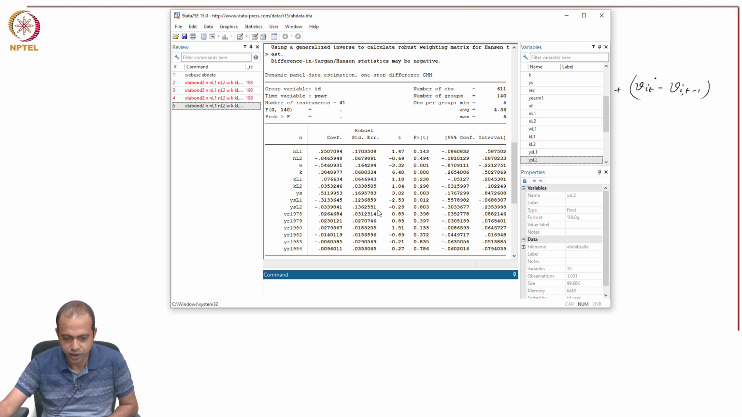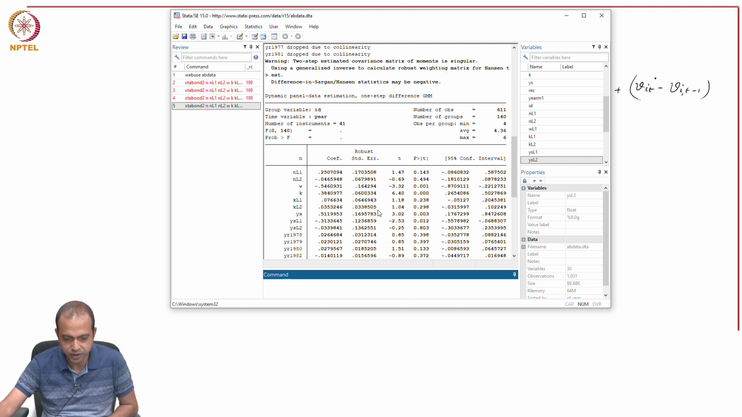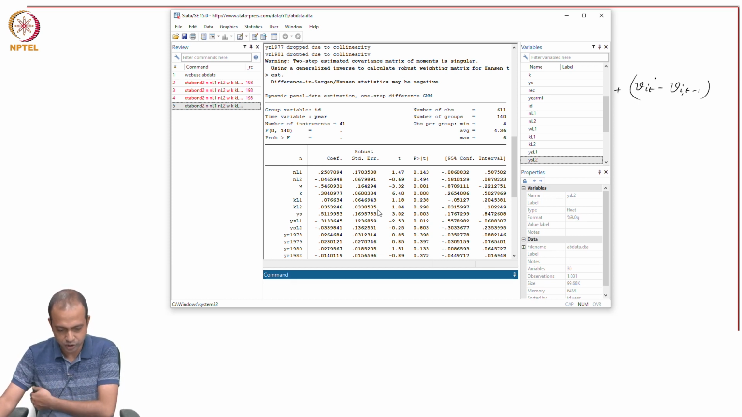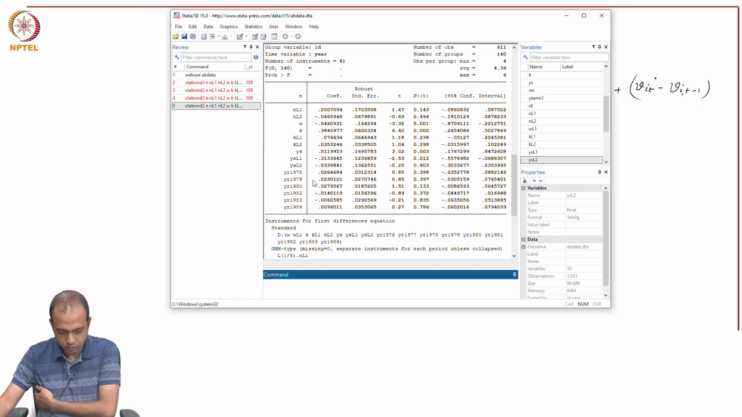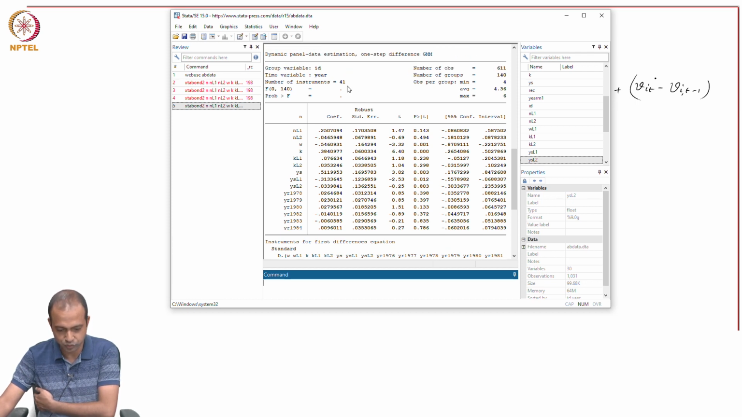So, now this is the dynamic panel data model estimation. What we are having here, we have estimated the difference GMM using 41 instruments, right? But the problem here, you see, the coefficient is coming out to be 0.25, so much lower than the theoretically set lower limit given by your fixed effect transformation, right?